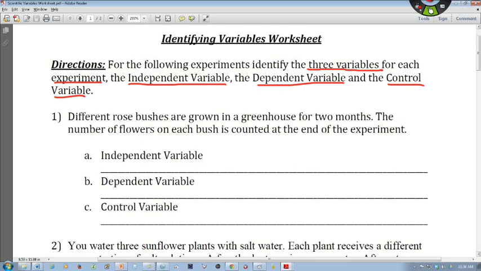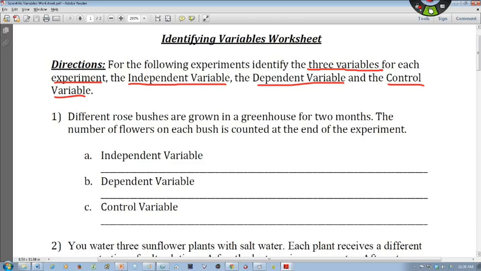Okay, so we'll look at number 1. Number 1 says different rose bushes are grown in a greenhouse for 2 months. The number of flowers on each bush is counted at the end of the experiment. Normally what I would have you do is just identify 2 variables in this experiment. There is a third one, the control variable that I haven't emphasized in class very much, and I'll talk about what that is in a second, but again, it's not something you are responsible for. But you are responsible for the independent and dependent variables and being able to identify those.